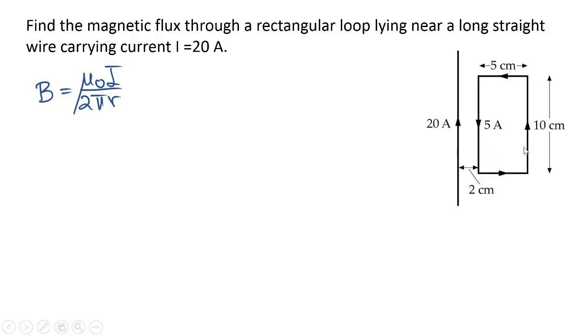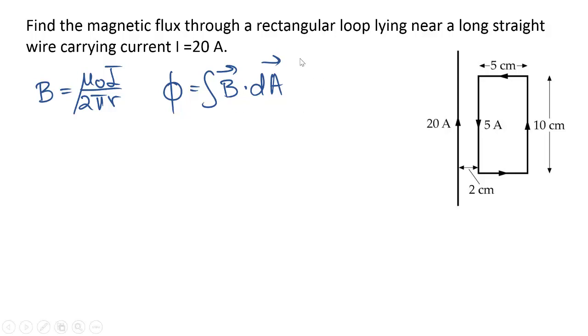For every single distance from the wire, the magnetic field will have a different value, which means that when you want to calculate the magnetic flux, you will have to use an integral because the magnetic field is not constant. So remember, flux will be equal to the integral of the magnetic field B dot product the element of area dA.